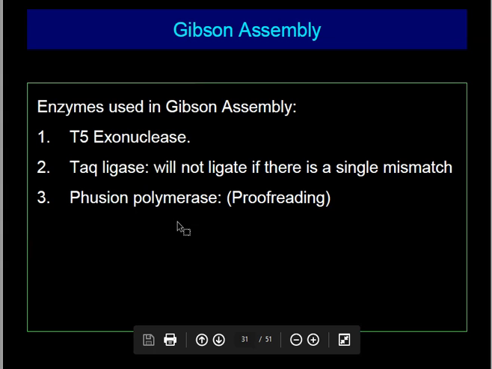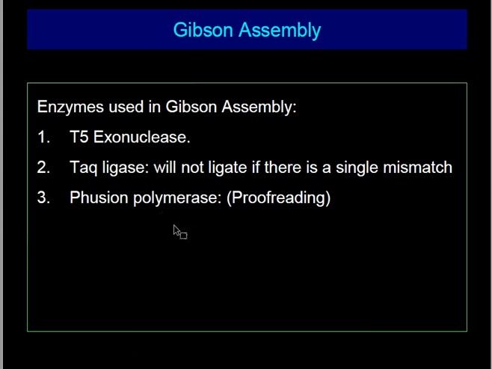You have a T5 exonuclease, and as the name suggests, it is an enzyme which degrades DNA at the terminal 5' and 3' ends. We have Taq ligase, which will not ligate any sequence which has a single mismatch. What this basically means is that if you have Taq ligase, there will be no ligation in case of an error. And this is very important if you are assembling genes, as a single mismatch can result in the non-expression of the protein.